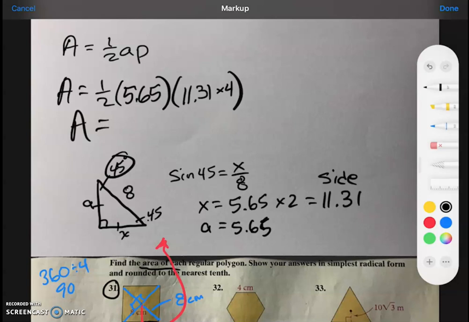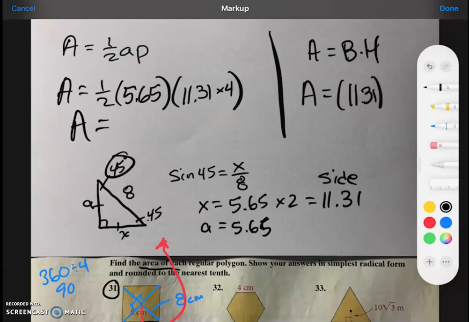There's also another way to solve this problem. Because it's a square, you can just simply go base times height. And if I know one side is 11.3 and it's a square, the other side is also 11.31. So this is another way. You should get approximately the same answer there. It might be slightly off because of the decimal, and I rounded.